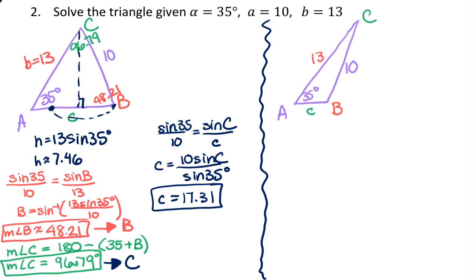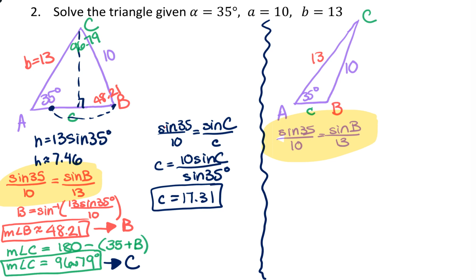Okay, so we're moving over to the second triangle, and in the second triangle, you don't need to write this down, you can just watch this part. I can start off the same way. I have the sine of 35 over 10 is equal to, again, I would find angle B first, sine of B over 13. But wait a second, that's the exact same thing that I have over here. So it's gonna give me the exact same answer.